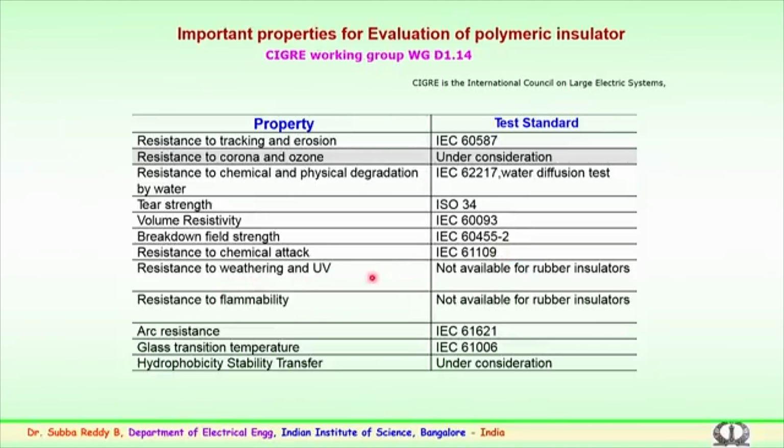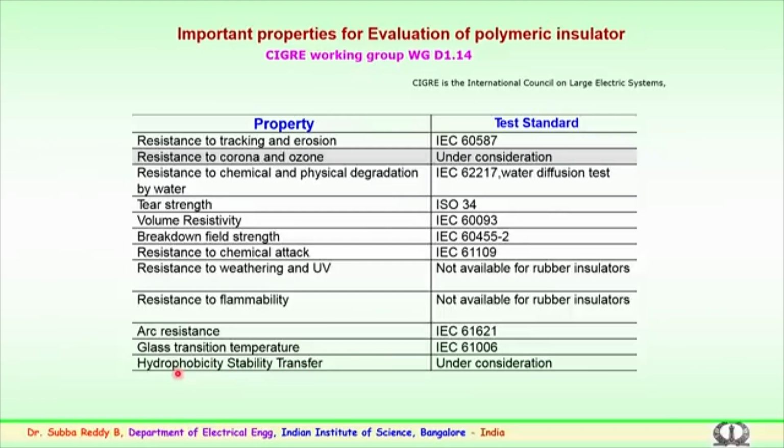Resistance to weathering and UV, this is the climatic condition. There is a multi-stress arrangement in the field: various pollution conditions, rain, fog, ice loading, and several other things. The effect of this weathering and of UV on the sample, the ultraviolet radiation from the sun and also from the corona of the hardware, is not yet fully available, so the standard is yet to be done. Similarly, resistance to flammability is also under consideration. You have arc resistance and glass transition temperature, for which standards are available on how the experimentation has to be carried out in the laboratory and the third party certification laboratories.